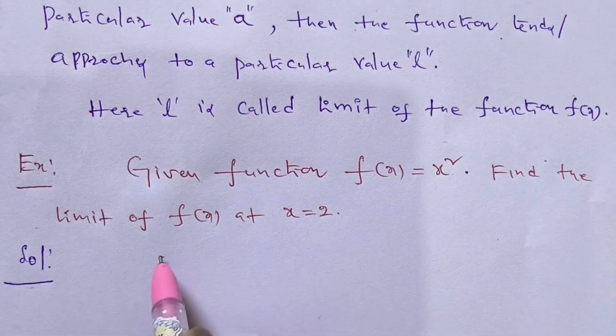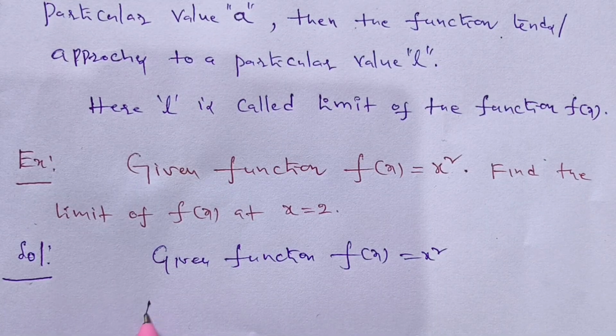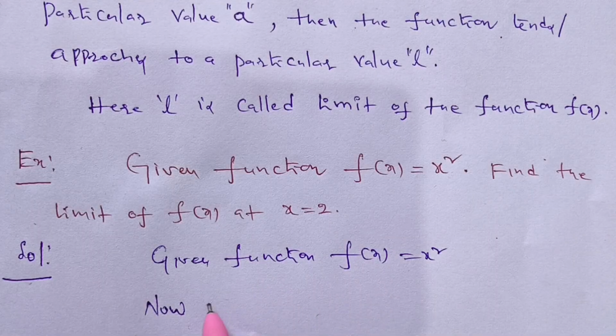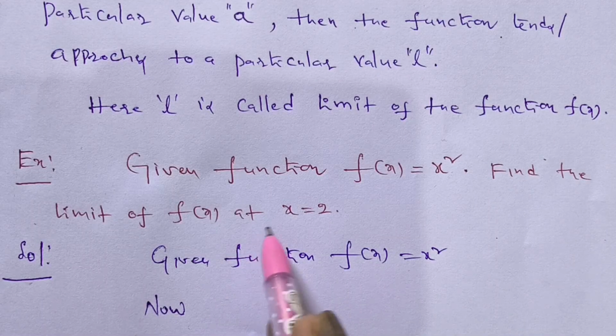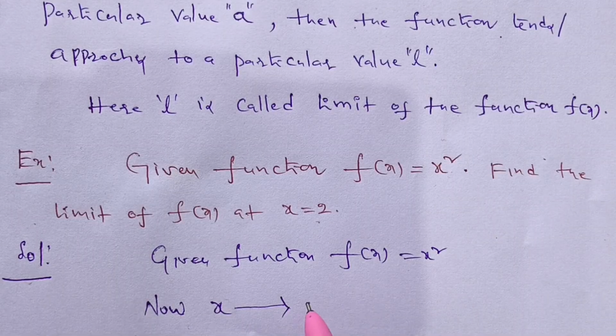The given function is f of x is equal to x square. Find the limit of f of x at x is equal to 2. So to find the limit of the given function, f of x is equal to x square, and x is equal to 2. Here x is equal to 2 means x approaches 2 only. Approaches can be denoted as an arrow mark. Here the arrow mark indicates tends or approaches.